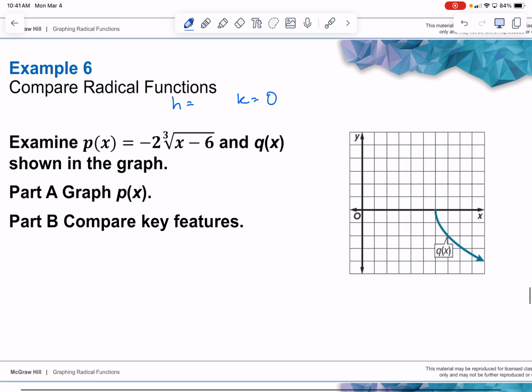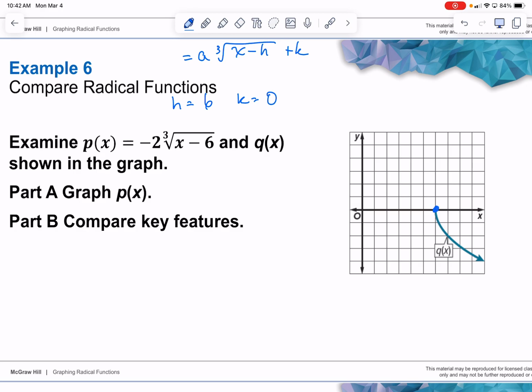Yeah, k is definitely 0. Kennedy, what do you think the h value is? So remember, we're using a times the cube root of x minus h plus k. Now can you tell where your h value is? 6. So 1, 2, 3, 4, 5, 6, comma 0.